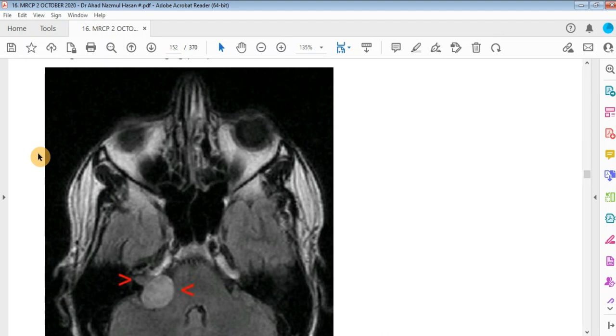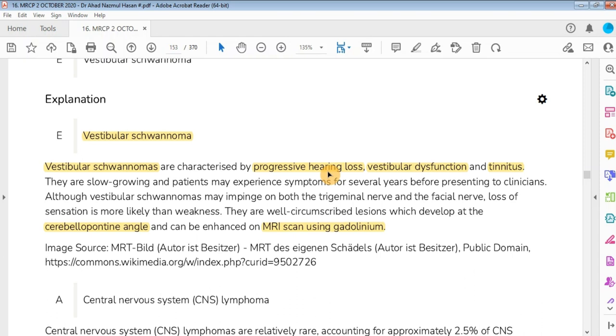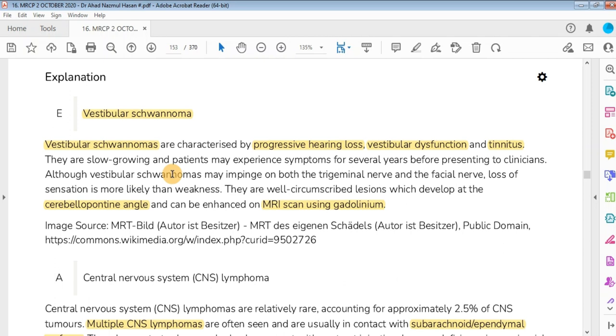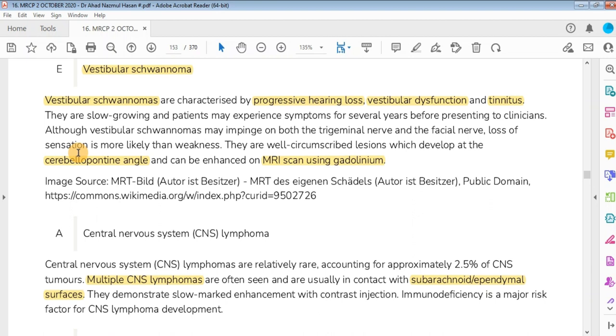Vestibular schwannomas are characterized by progressive hearing loss, vestibular dysfunction, and tinnitus. They are slow growing, and patients may experience symptoms for several years before presenting to clinicians. Although vestibular schwannomas may impinge on both the trigeminal nerve and facial nerve, loss of sensation is more likely than weakness. They are well circumscribed lesions which develop at the cerebellopontine angle and can be enhanced on MRI scan using gadolinium.